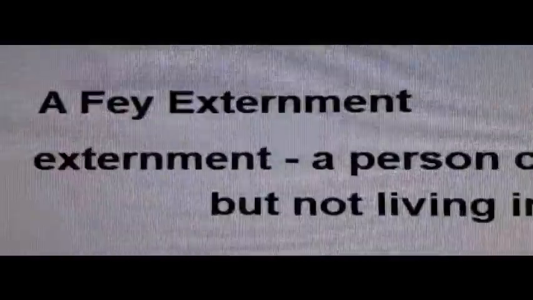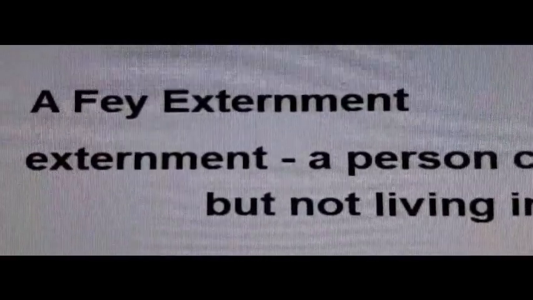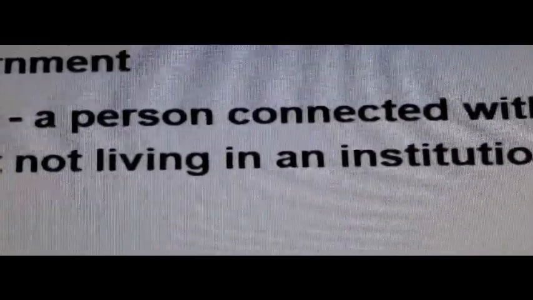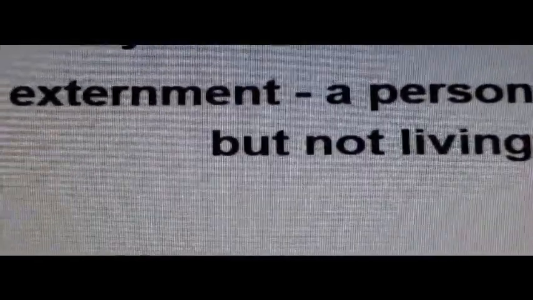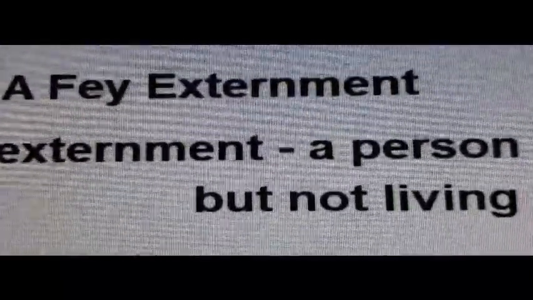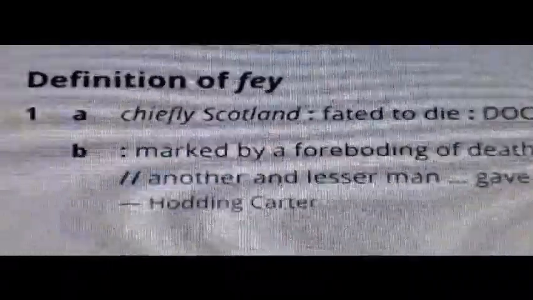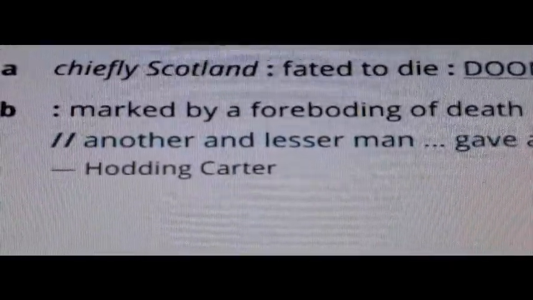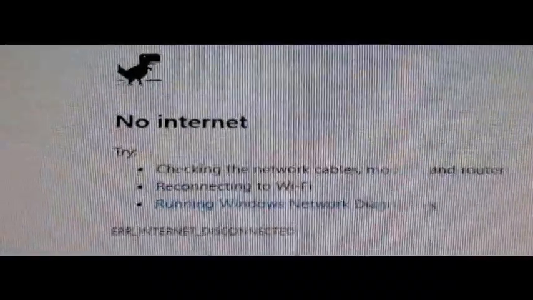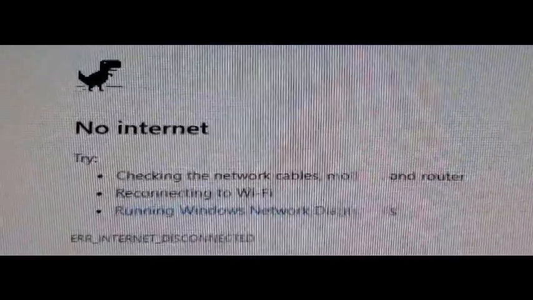Okay, so now my internet just went out. So enemy after next blue, I'm seeing refutable enemy next, or this is just part of it, a fey externment. An externment is a person connected with but not living in an institution, which you could kind of see that we are all in an externment situation. And a fey externment, the definition of fey, from the Merriam-Webster dictionary, marked by a foreboding of death or calamity. And right after I posted that, all of a sudden I don't have internet. It went out. So could it be a lube blue fey externment?